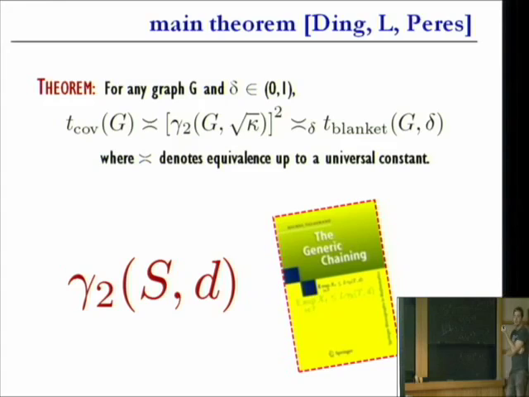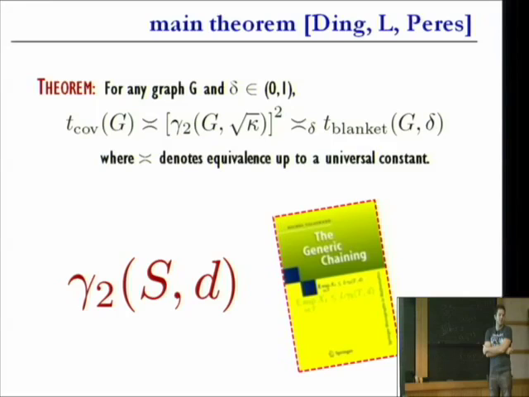No. So the algorithm to compute gamma 2 also uses most of the majorizing measure theory. The algorithm is actually very simple. It's a dynamic program. It's not too complicated. But the analysis of it requires all the theorems we just discussed. So you can find a tree which is within a constant of the best tree.